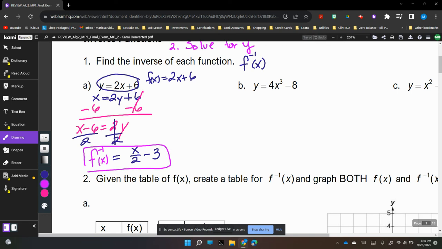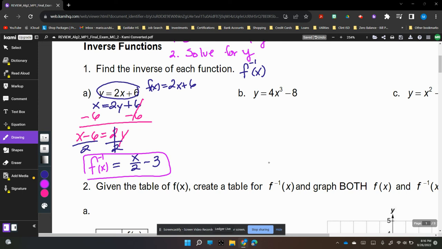Okay. Take a look at number 2. We're going to do the same steps. The first part is switch the x and the y. We have the third. Okay, so let's get everything over to the other side of the equal sign. That's going to go to 0. x plus 8 equals 4y to the third.